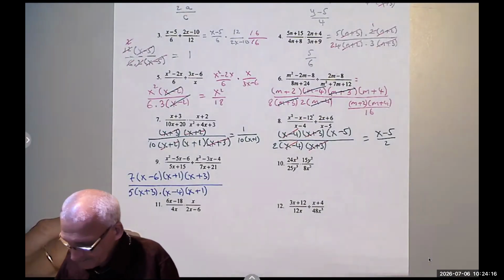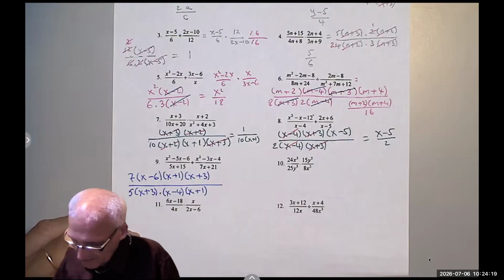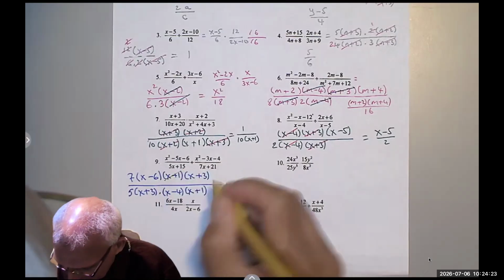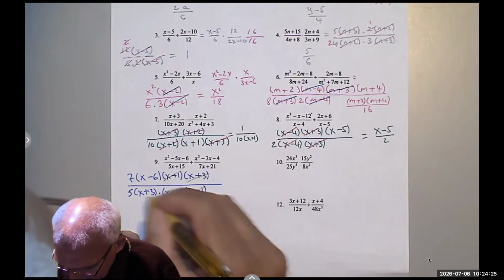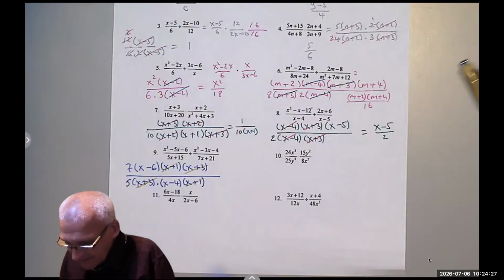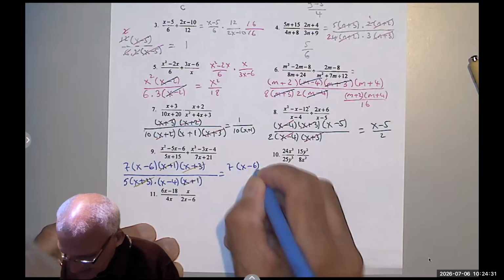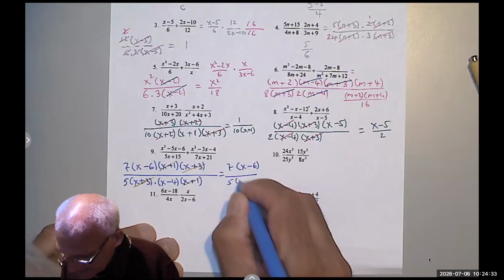Finally, we are going to simplify x plus 1, x plus 1, x plus 3, x plus 3. And the answer would be 7 times x minus 6 over 5 times x minus 4.